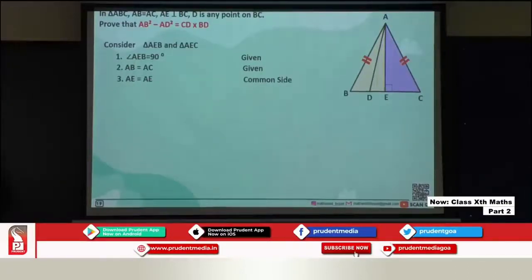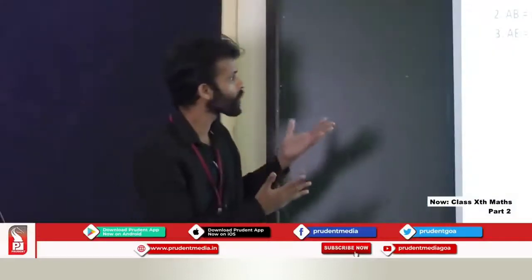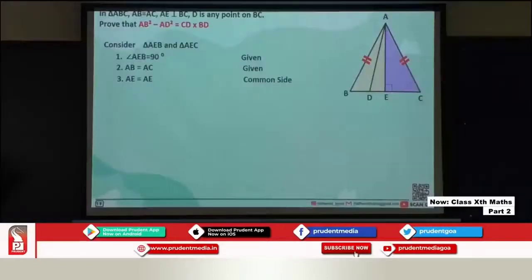So now what are the 3 pieces of information that we have? We have 2 sides and 1 angle, and the angle is a right angle, plus we are talking in terms of the hypotenuse side. So I can say that these 2 triangles are congruent by the RHS test, because there is a right angle and a hypotenuse involved in it, right?